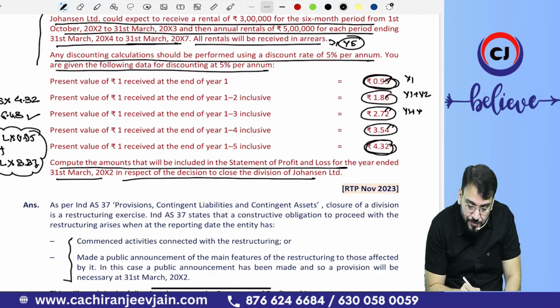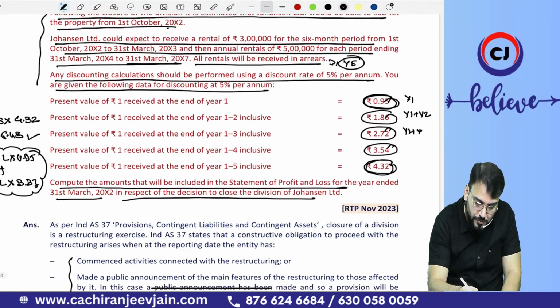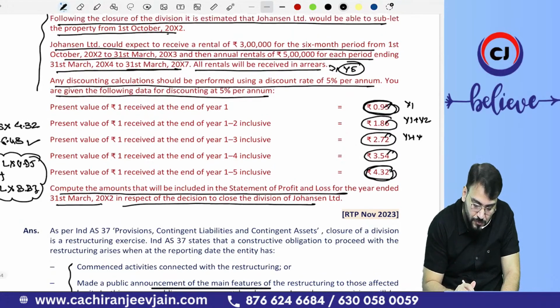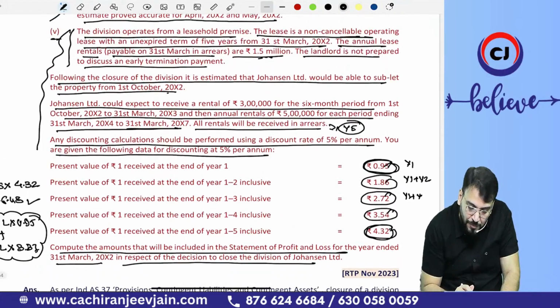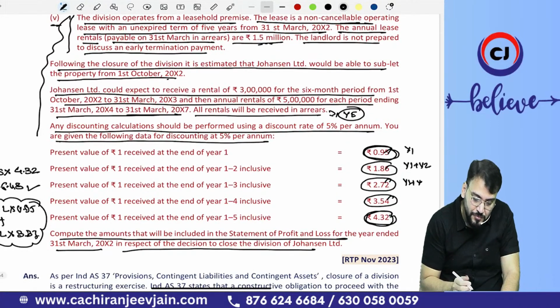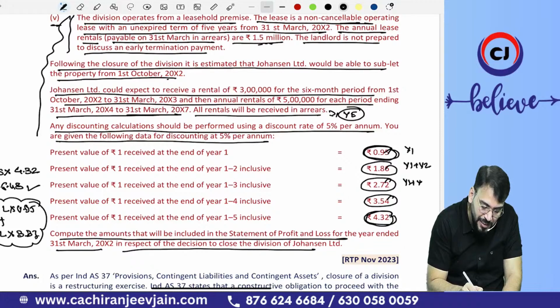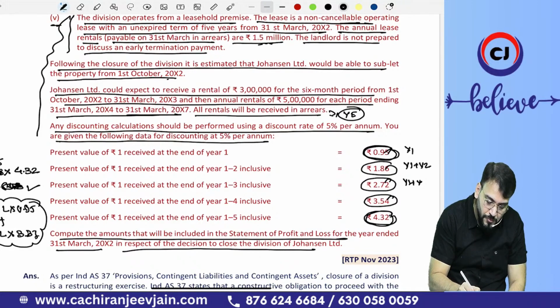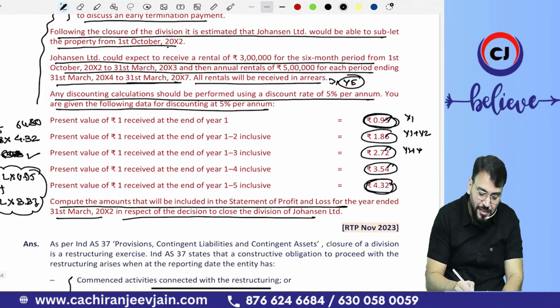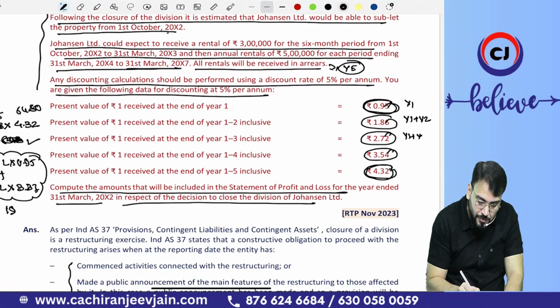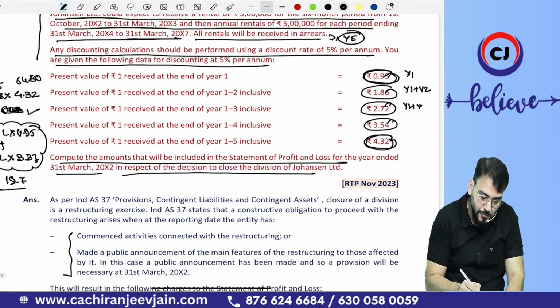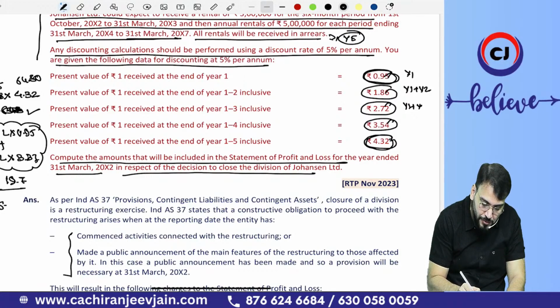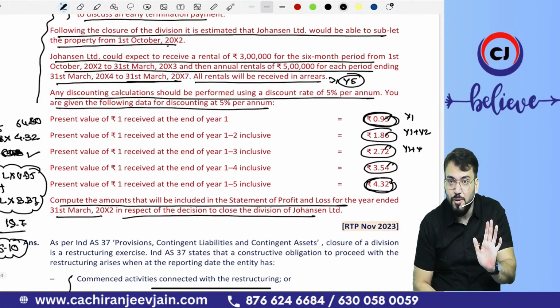Okay, this is given in 3 lakh. Convert it. This was 1.5 million. Make it 15 lakh. It will be 64.80. Now what is this? 19.7. So what is the difference? 45.10. This will be the amount of provision.